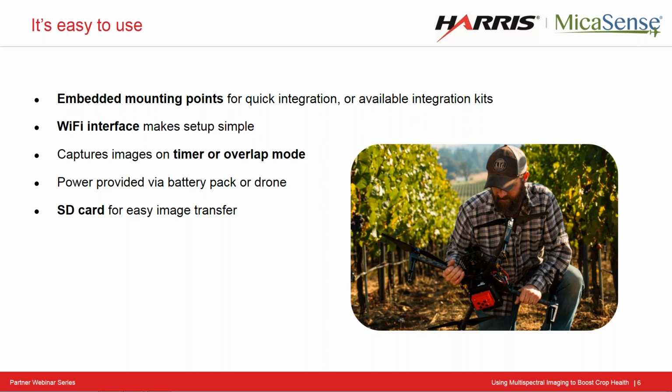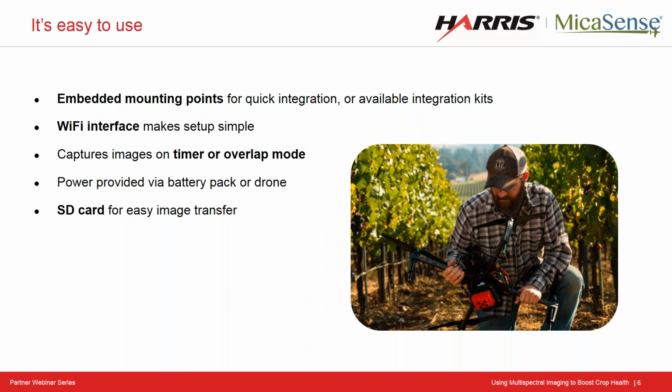When it comes to setting up the camera for operation, there's a Wi-Fi interface. So imagine that you're out in the field, crouching down next to the drone and the camera, similar to the guy in the picture, and you power up the camera. The camera sends out a Wi-Fi signal that you can connect to on a phone or a tablet. And at that point, you can access the web app of the camera where you set up the camera for either timer or overlap mode for image collection.